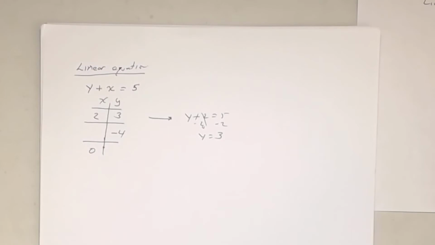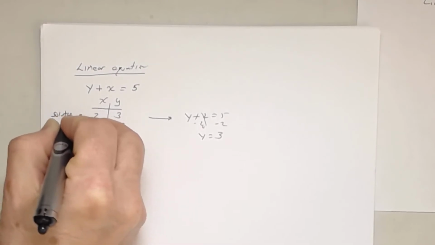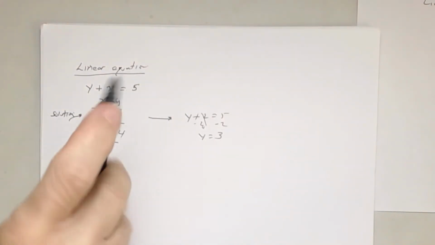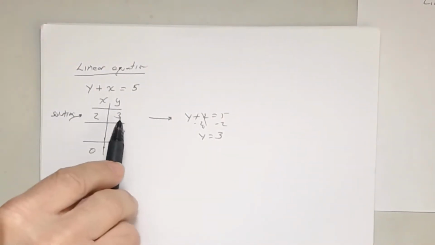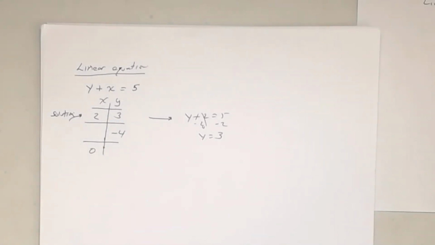Now that happens to be a solution. These are called solutions to this equation, because when I plug in 2 for X and 3 for Y, that equation is a true statement. So Y is 3, X is 2, right? What's 2 plus 3? 5. So that's a solution. Remember, in this case, since we're dealing with 2 variables, it's a point that makes the equation a true statement.